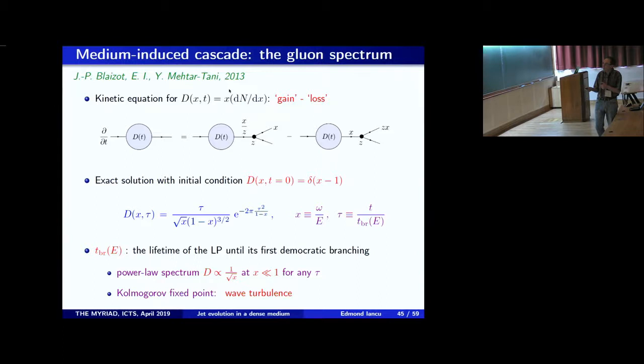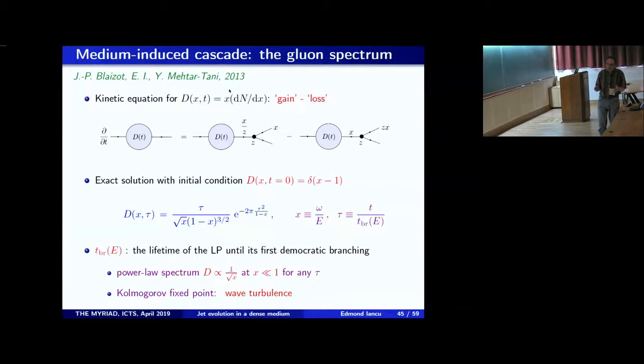It's a kinetic equation. And this equation is simple enough to be solved exactly, analytically, with the initial condition that at time zero I only have the leading particle, so I have delta of x minus one in these variables. And that's the exact solution, where tau is the time in appropriate units, in units of the branching time of the leading particle. So when tau is one, the leading particle itself undergoes the democratic branching. That means that the leading particle disappears.